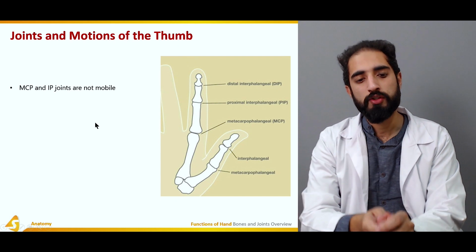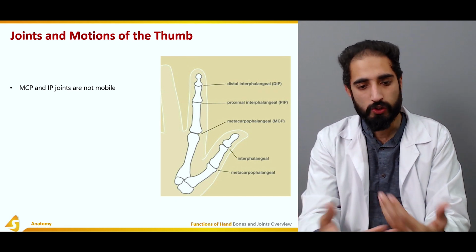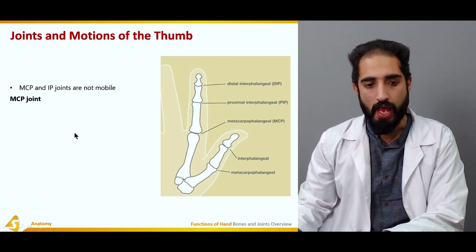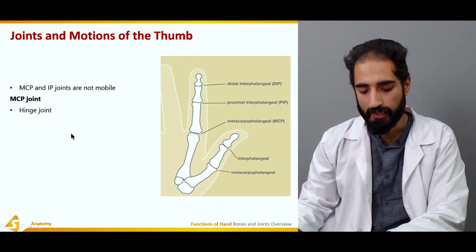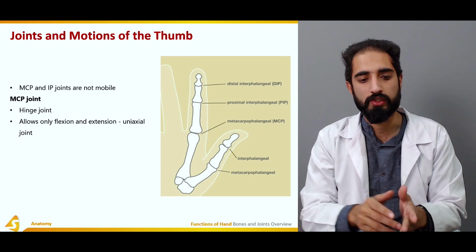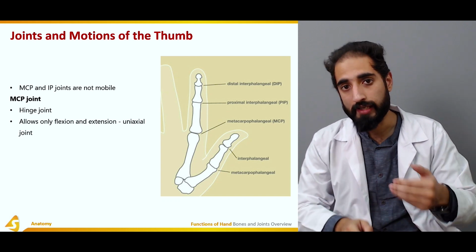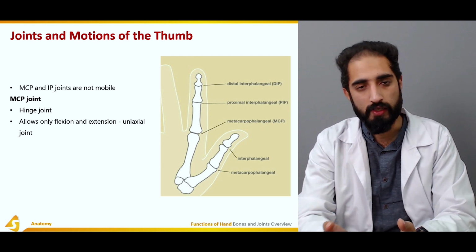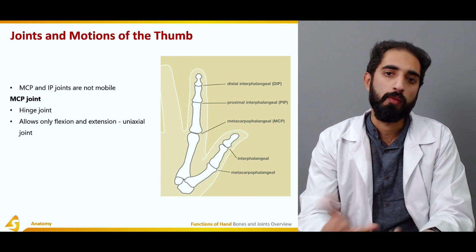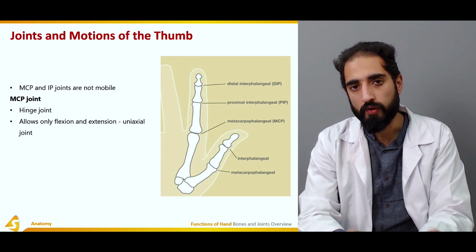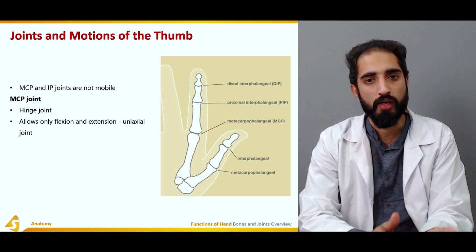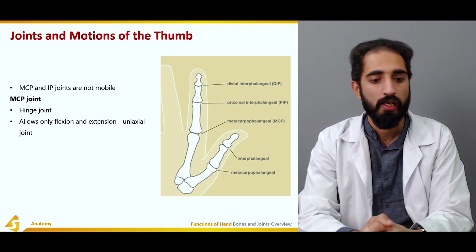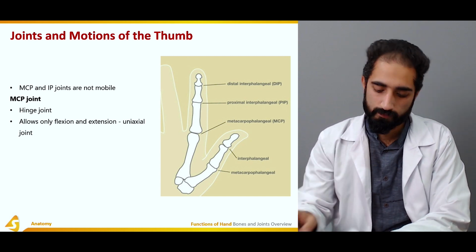Moving on, the metacarpophalangeal joint and interphalangeal joint are not as mobile as the carpometacarpal joint of the thumb. When we talk about the metacarpophalangeal joint, it is a hinge joint and it only allows flexion and extension, and it is a uniaxial joint as compared to the condyloid metacarpophalangeal joints of the fingers, which are biaxial joints. So there is a very important difference. The carpometacarpal joint of the thumb is more mobile than the carpometacarpal joints of the fingers, whereas the metacarpophalangeal joint of the thumb is less mobile than the metacarpophalangeal joint of the fingers.